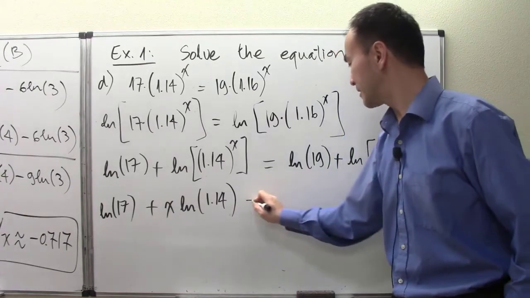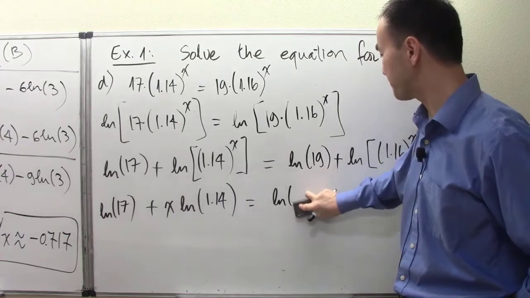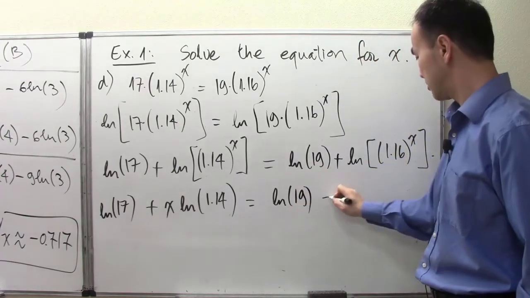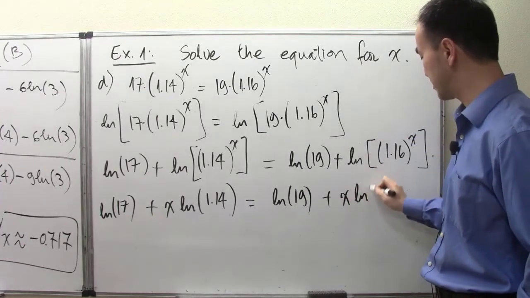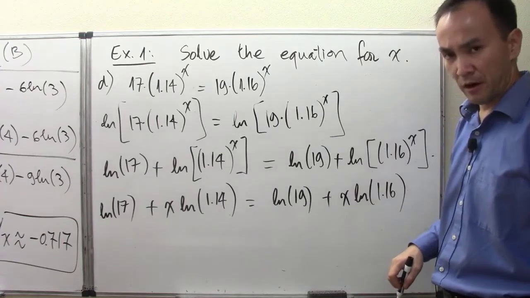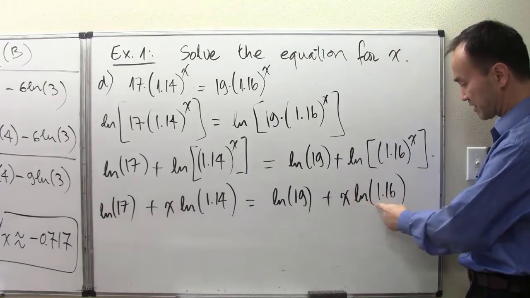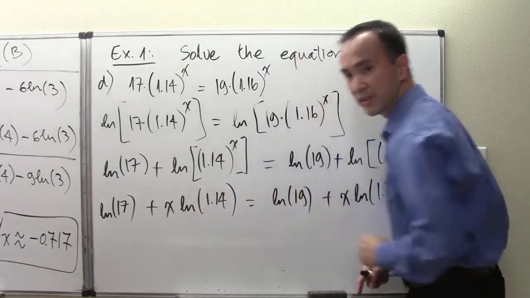Okay, and then equals natural log of 19, which for now is kept the same. I haven't done any work on that yet, but now we're going to multiply the x down, so x times natural log of 1.16. All right, so now the x times natural log of 1.16 is a like term with that x times natural log of 1.14 right here on the left hand side.